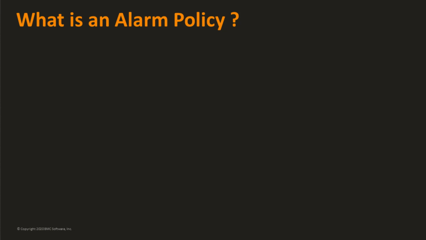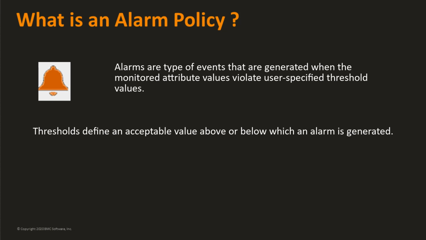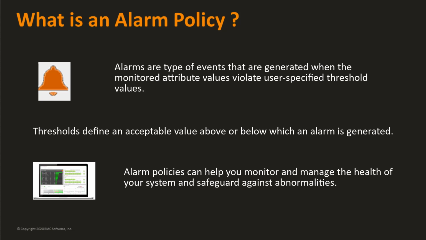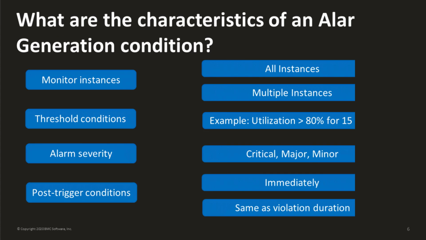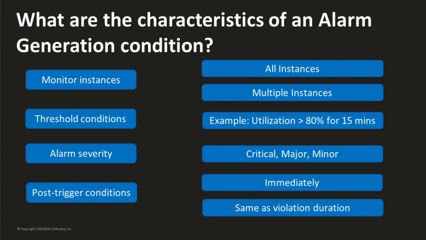The alarm policy generates alarm events when a specified monitoring attribute violates the threshold conditions. These alarm events help users to take timely action to resolve the error conditions. Only tenant administrators can create, edit, and delete alarm policies, and they can be used to monitor the attributes for the out-of-the-box monitoring solutions. We can apply these policies to multiple monitor types on multiple patrol agents. An alarm condition has details such as monitoring solution attributes, threshold values, alarm severity, and conditions to close these alarms.